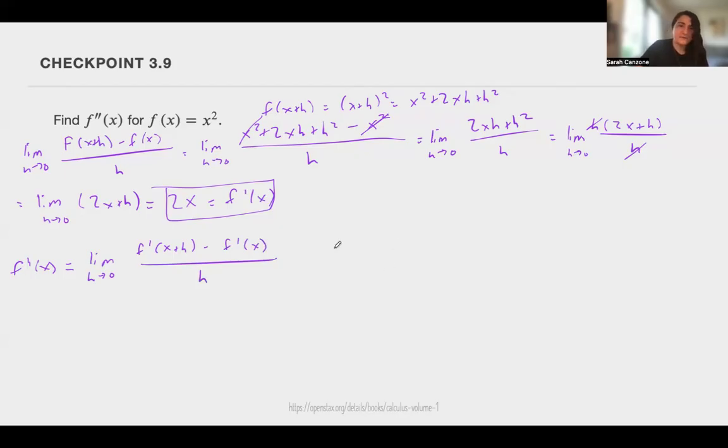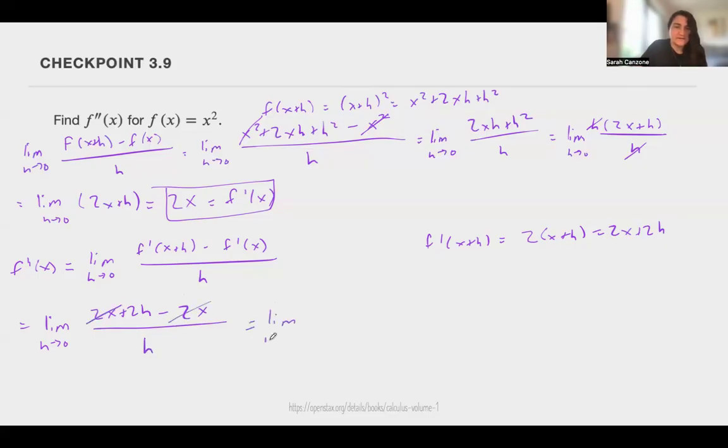Let's do it again. So now f prime of x plus h is just 2x, so that's 2 times x plus h, which is 2x plus 2h. Pretty straightforward. So let's plug this in. This is the limit as h approaches 0 of 2x plus 2h minus f prime of x, which is just 2x, all over h. And we should once again have all of our x's canceling out. 2x minus 2x is in fact 0.